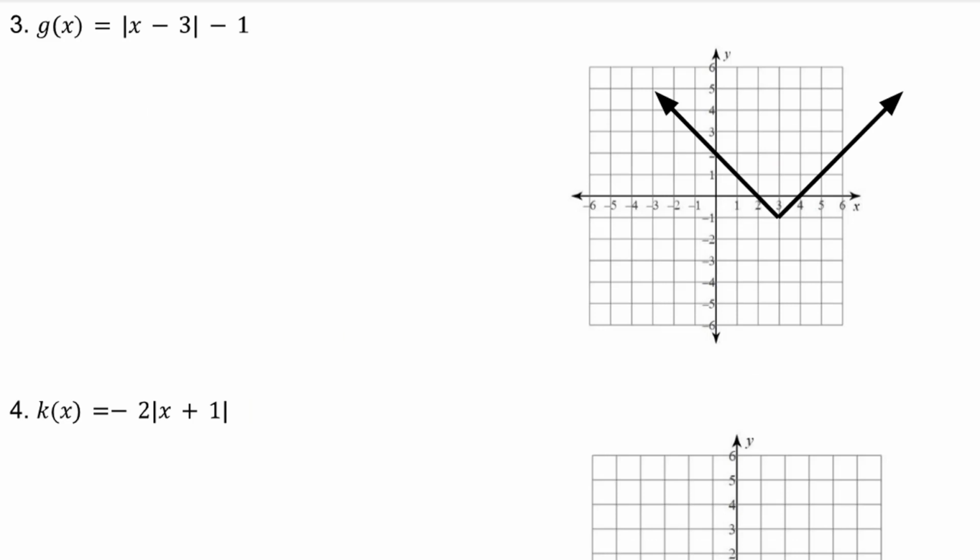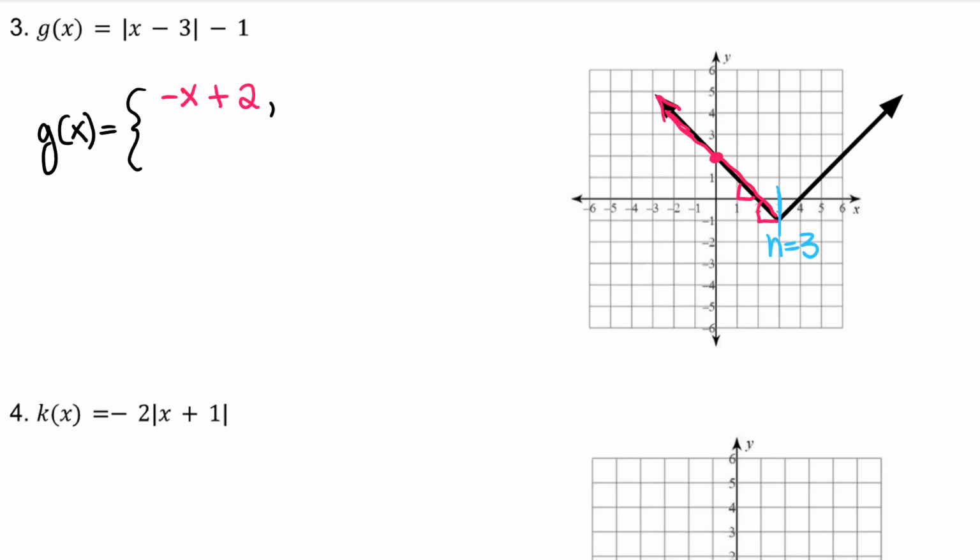Now our transition value, or the x part of the vertex, is no longer 0. H is equal to 3. To the left of the vertex, our line has a slope of -1, but it also has a new y-intercept, and that y-intercept is 2. That is when our x's are less than or equal to h.